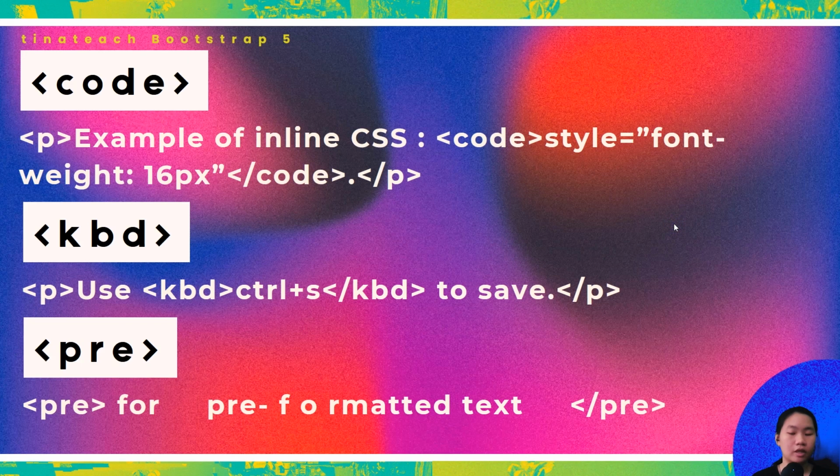KBD for keyboards. Once again, pre is for pre-formatted text. Any spacing, any new line breaks is preserved in pre, okay? Which is not, they are not preserved if you just use like a paragraph tag, for example, okay? And pre obviously has its own padding, has its own margin, and font weight and font size.